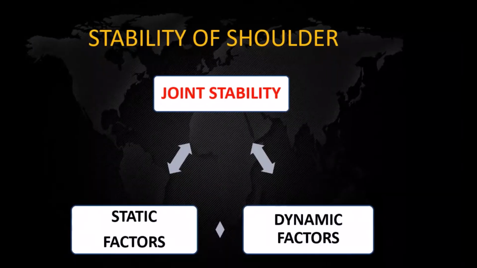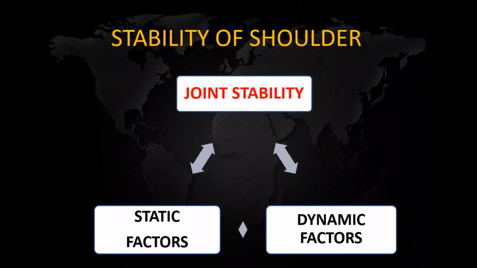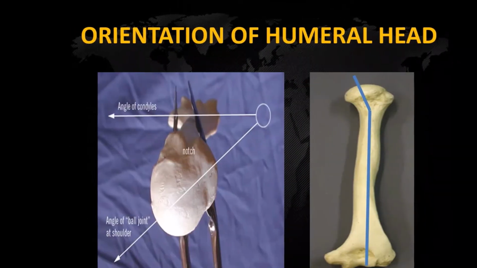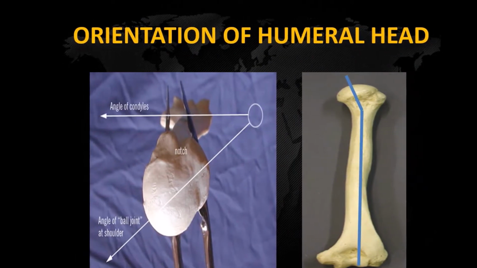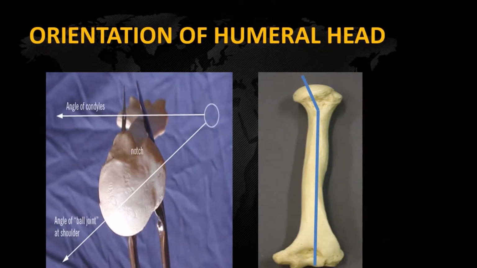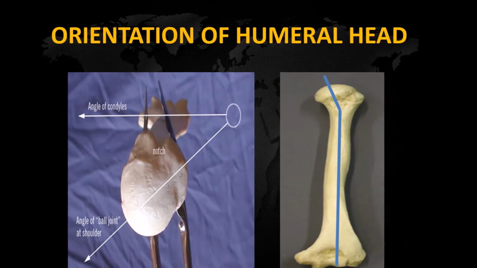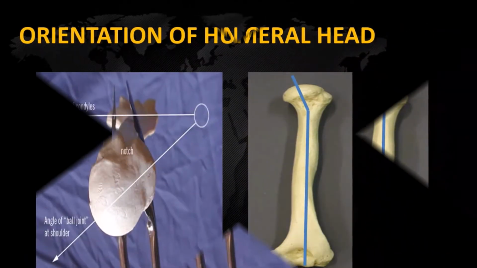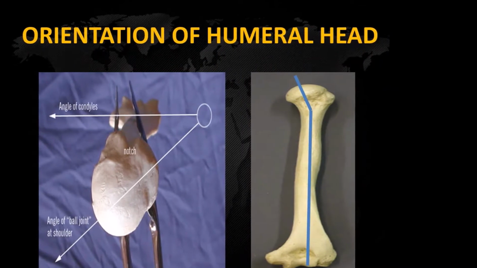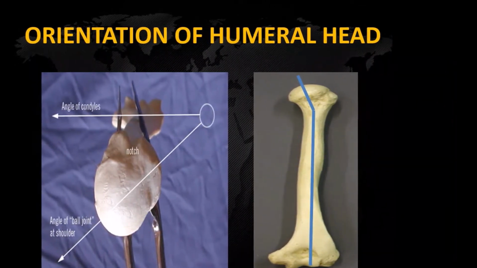We have static and dynamic factors. So far we have seen the static factors, which include the orientation of the humeral head. The head and neck of the humerus is oriented at an angle of inclination with respect to the shaft of the humerus, and it is also oriented with the torsional angle.